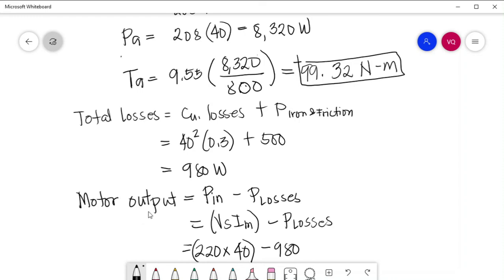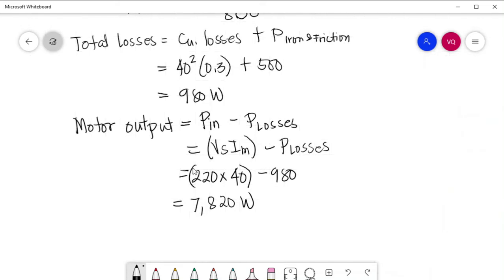Solving the motor output, it is equal to the input power minus the losses. Our input power is equal to the source voltage multiplied by the current in the motor, or Ia, minus the losses. So, input power is equal to 220 times 40 minus 980. It is equal to 7,820 watts. So, this is the output of the motor.